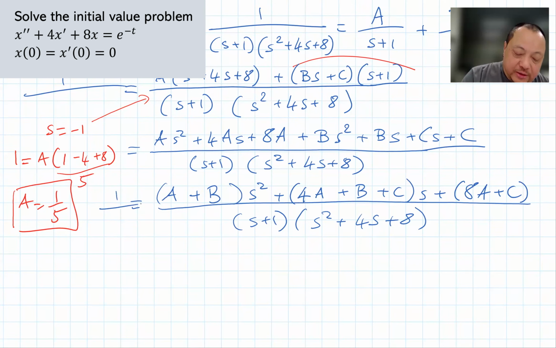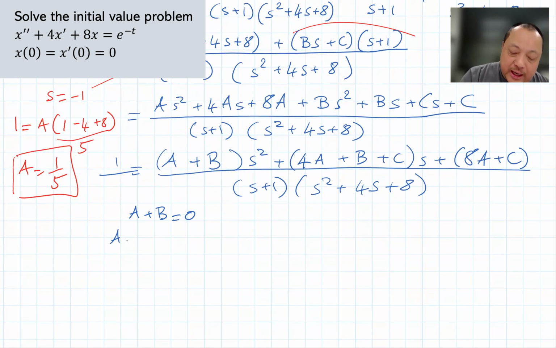Whereas down here, if I set this whole thing equal to 1 over the same denominator, then I have a plus b is 0. The s squared term is 0. The s term is also 0. And the constant term is equal to 1.